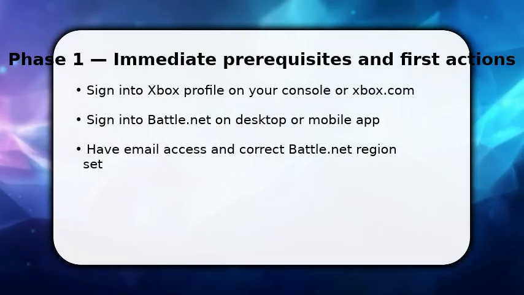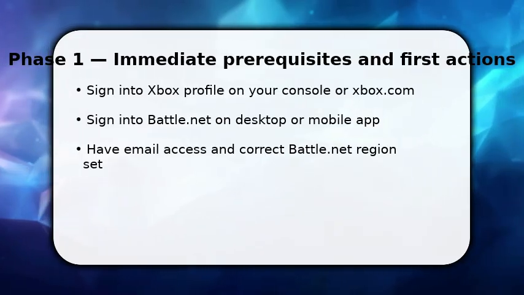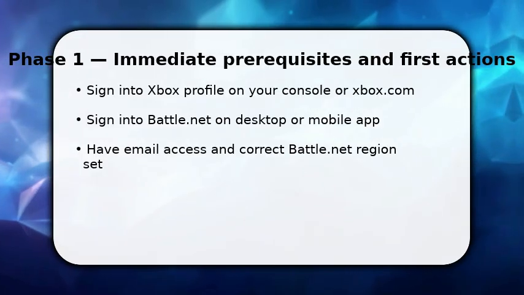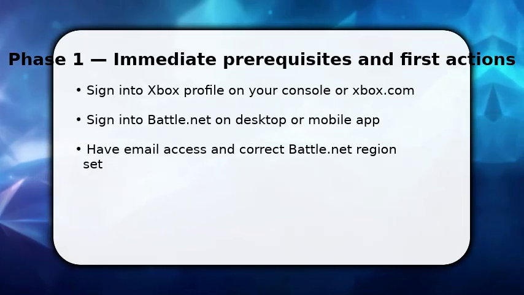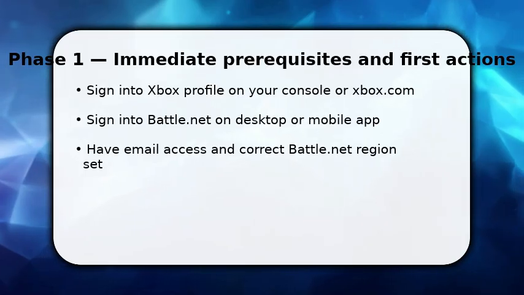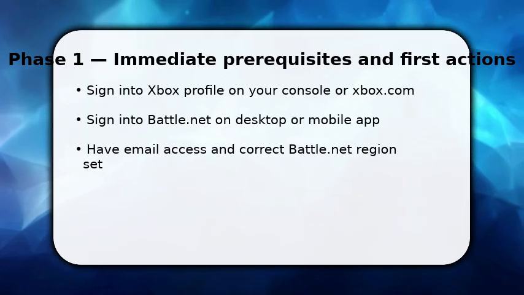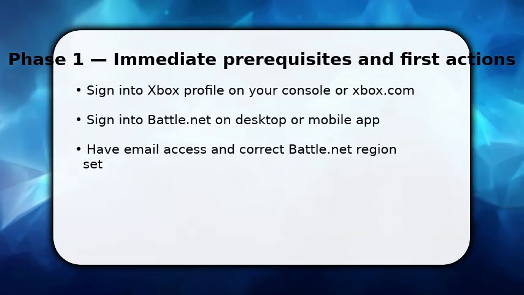You begin by ensuring two things. Your Xbox Live account is active and you can access your Battle.net account. Sign into Xbox on the console or Xbox.com, then open Battle.net on desktop or the mobile app. Once done, verify the Battle.net region matches where you play, because mismatched regions block linking.